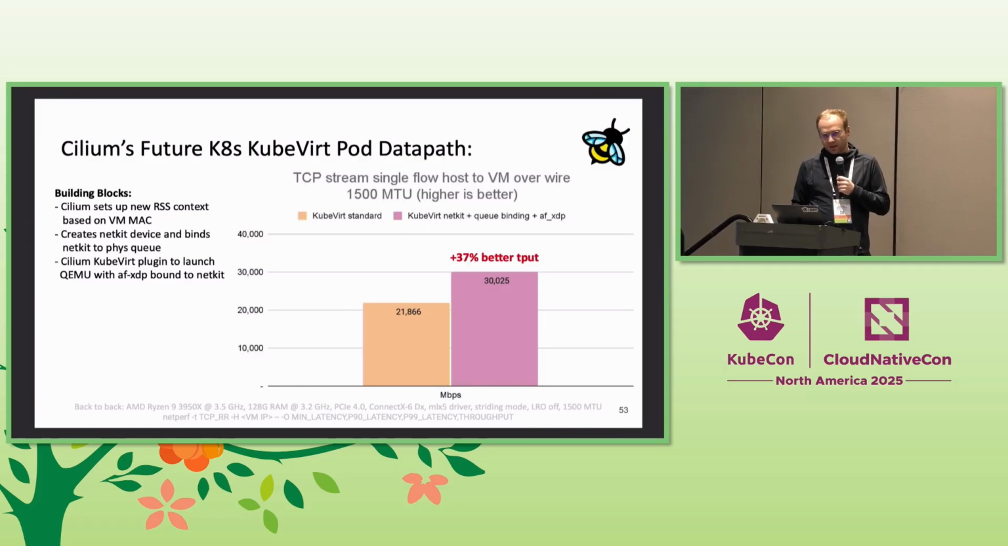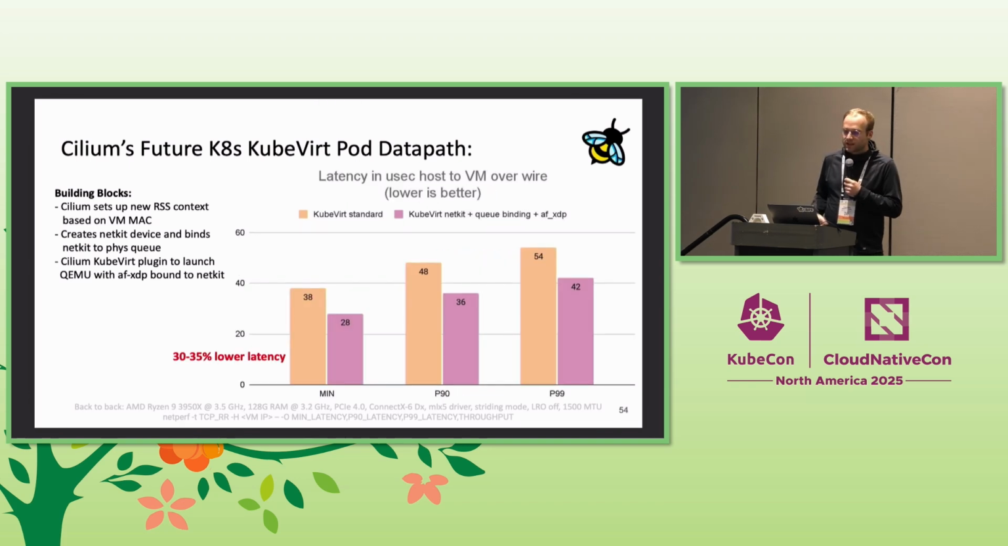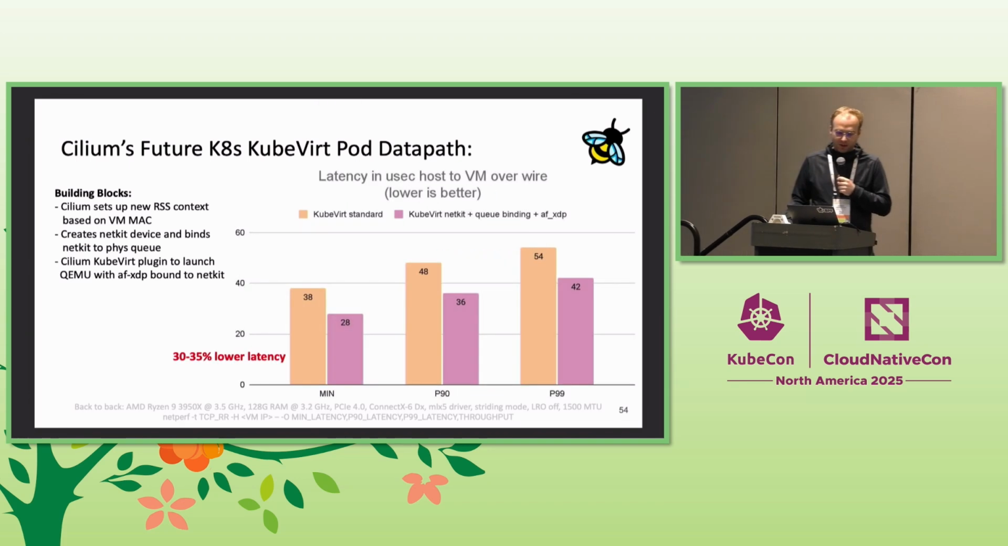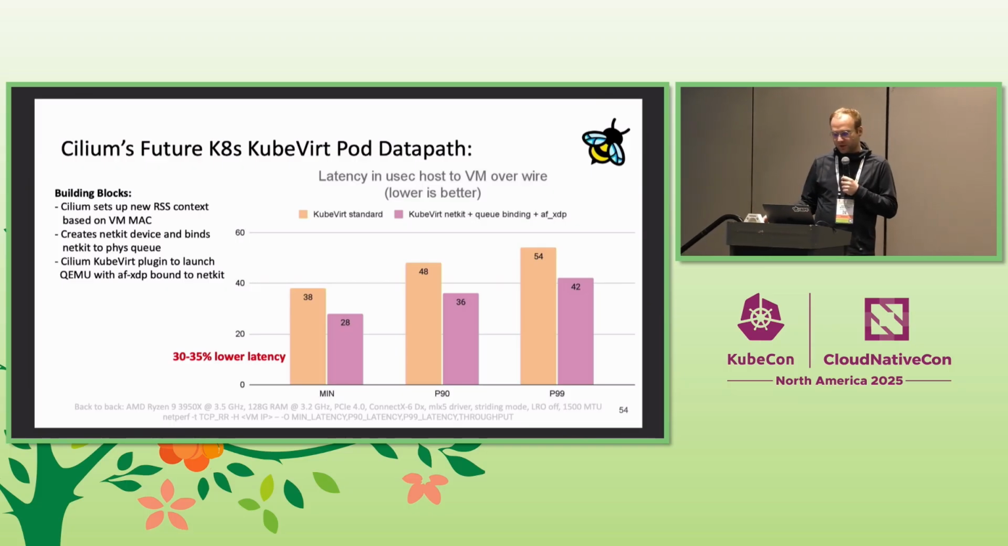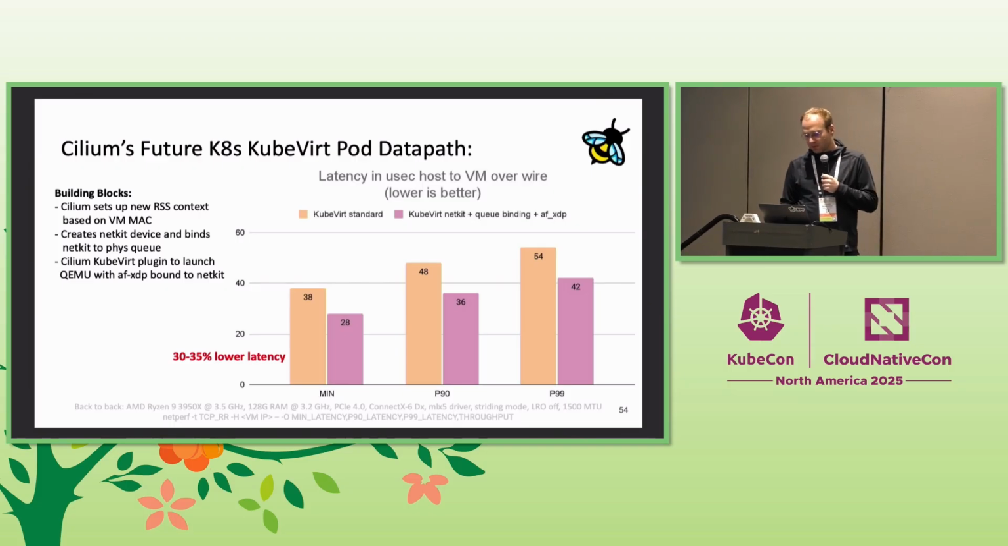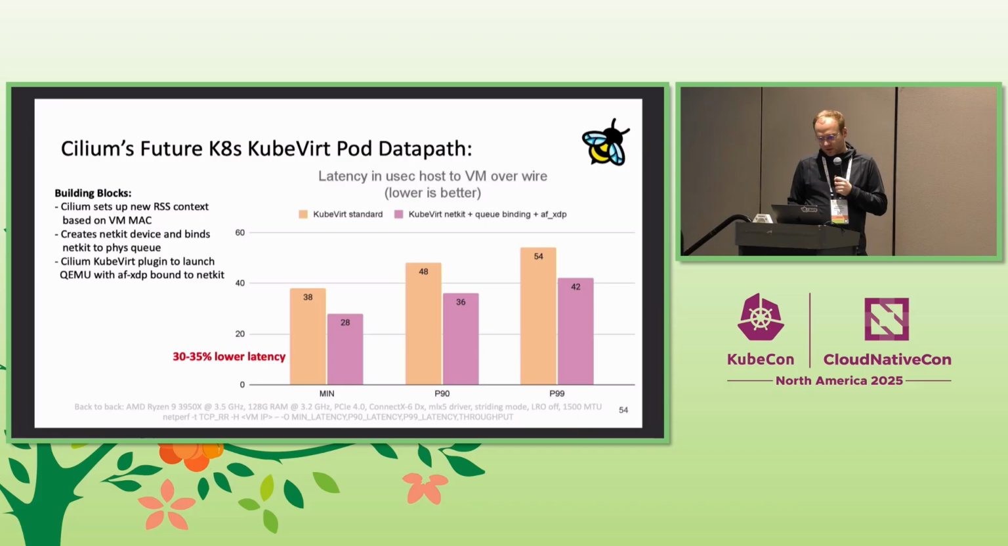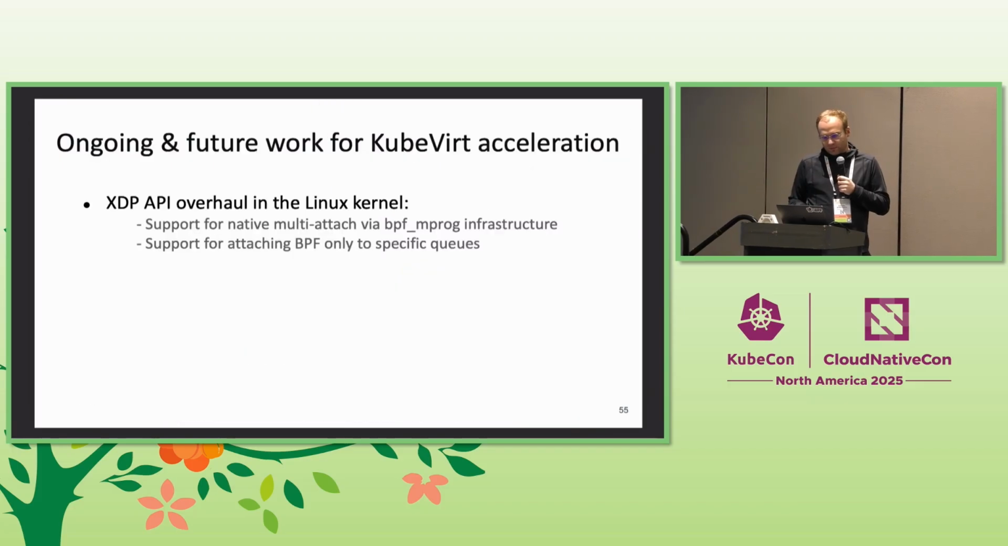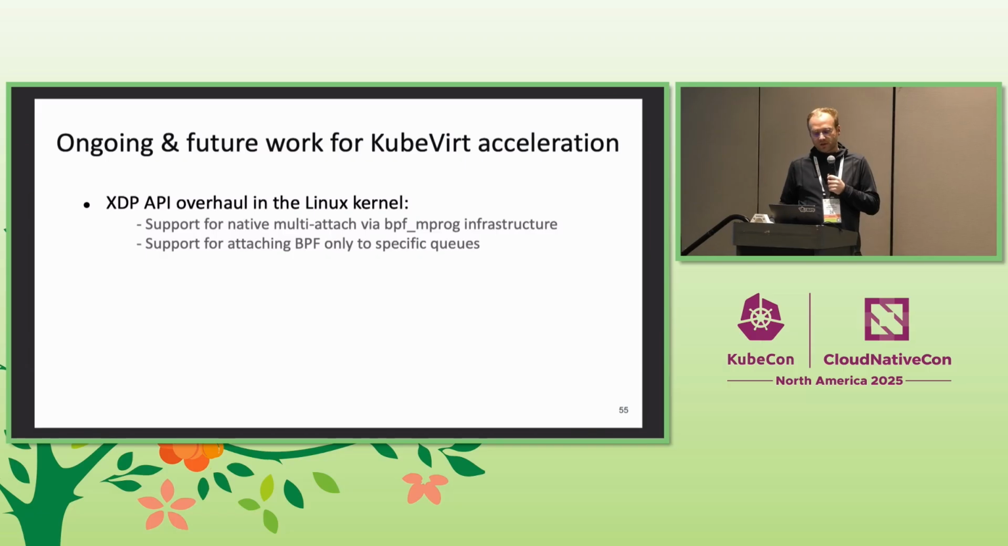So with this, we got 37% better throughput, and the latencies were also better across the board. Roughly 35% lower latency is what we've seen, which is quite nice. There's still a lot more work to be done.